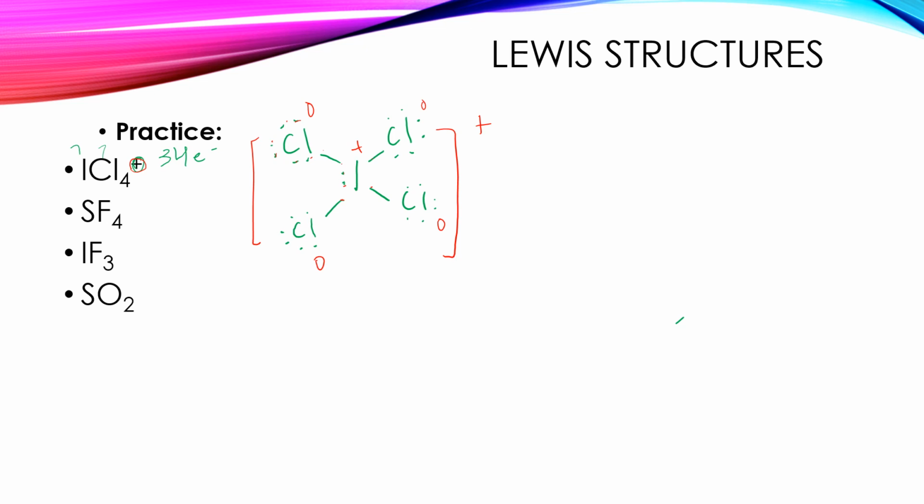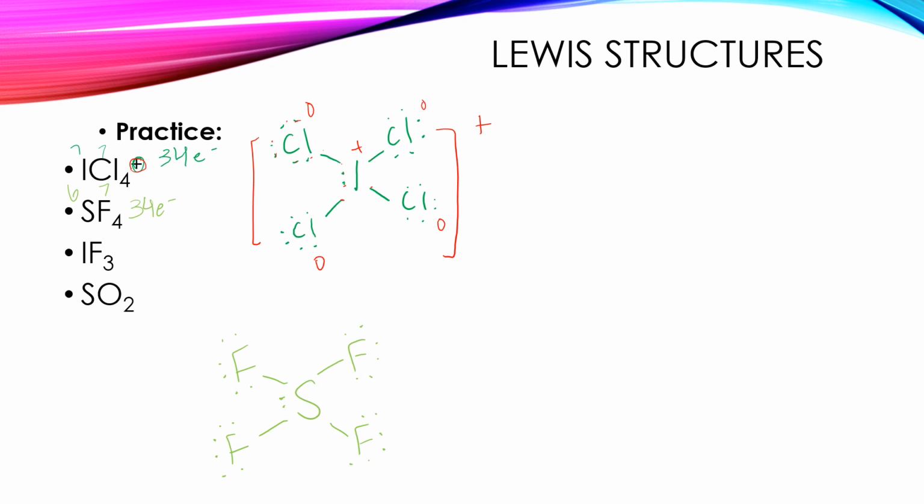All right, so sulfur tetrafluoride. Sulfur has 6 valence electrons, fluorine has 7. 28 plus 6 is again 34 electrons. So we have sulfur, and I'm going to put them in their skeleton structure. That's 8 electrons, 9, 10, and so on up to 32. So I have 2 more and I put them inside that atom in the middle.